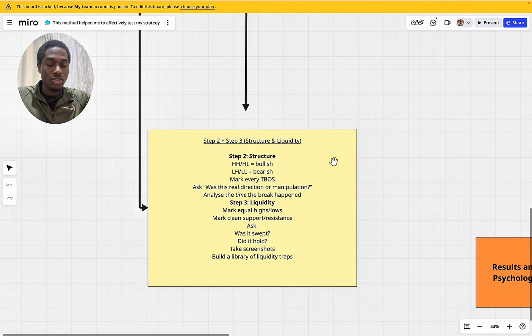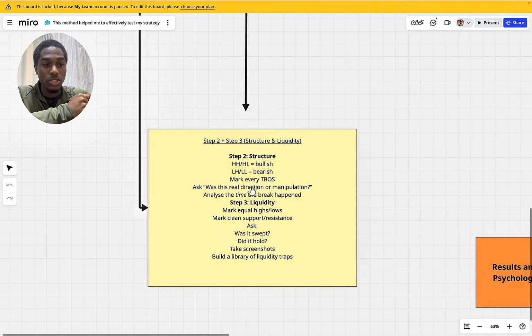Now, steps 2 and 3, this is what we actually want to apply. We want to look at structure and liquidity. Structure being our higher highs and our higher lows, which is our bullish structure. Lower highs and lower lows, which is our bearish structure. Mark every single TBOS. A TBOS is simply an area in price that tells us where we actually have our break of structure. I have a video on this covering everything about TBOS and proper market structure, so make sure you check that out.